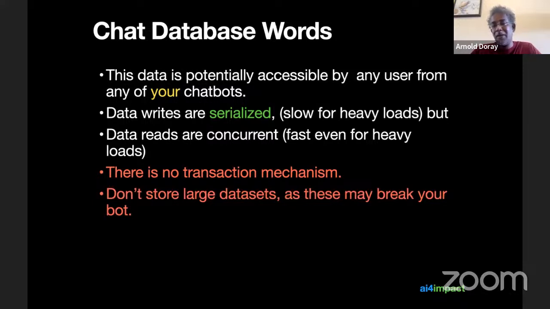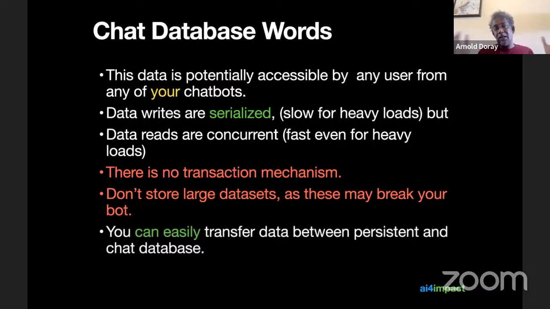It's not meant to store millions of data points on the same key. You can store many data points on different keys. That's still okay. You can easily transfer data between persistent storage and your chat database simply by calling it up in your bot and then shoving it in wherever you like.